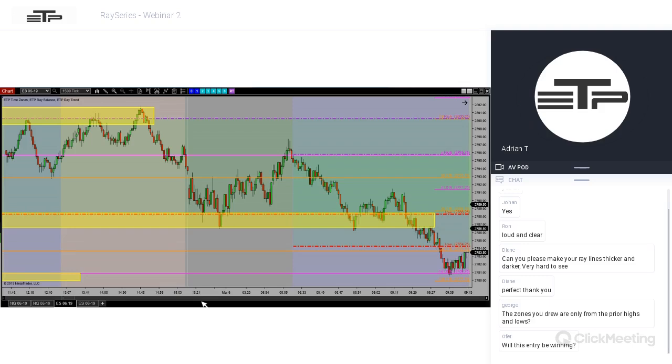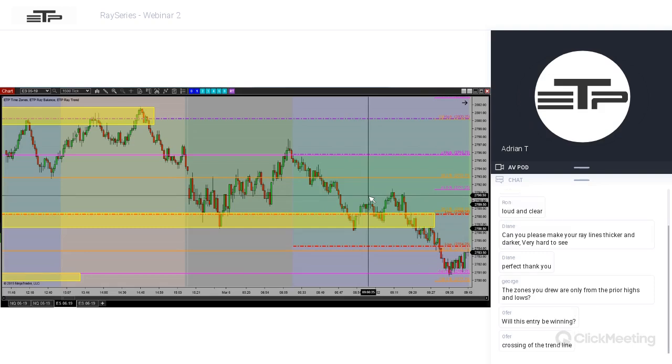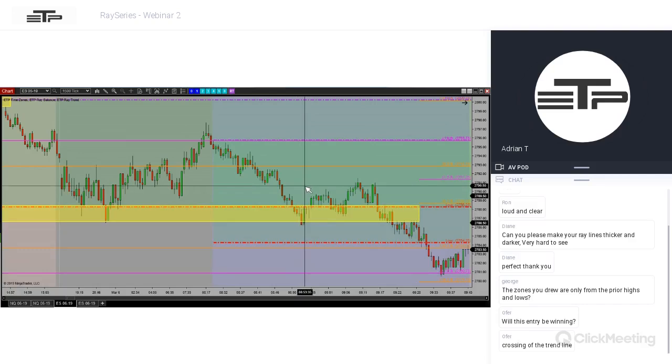Will this entry be winning? I'm guessing you were saying from the previous entry. That depends on your stop and target placement. If you want to place your stops, it depends on what risk reward ratio you actually use, because stop and target placement, again, is tailored to every single person's risk aversion.